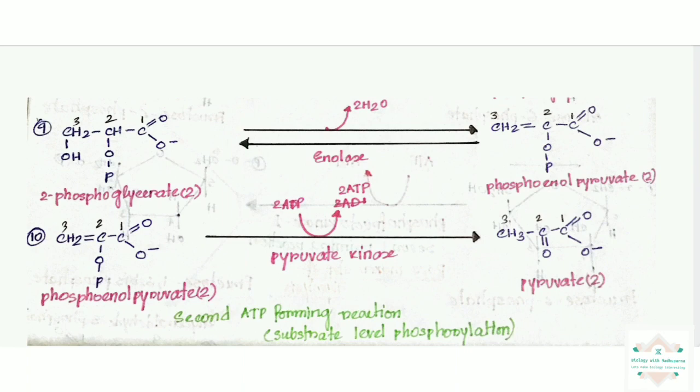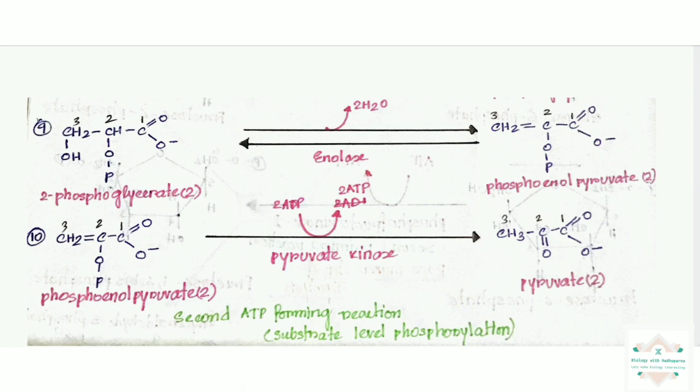This phosphoenol pyruvate will come to the last reaction where pyruvate kinase will convert it into pyruvate. If you look into this structure, on the second carbon phosphoenol pyruvate has one phosphate group. So again 2 ADP will come. This pyruvate kinase will take this phosphate group from the second carbon and give it to the ADP, which will generate 2 ATP as a result, and this phosphoenol pyruvate will be converted into pyruvate. So now we have generated a total of 4 ATP.